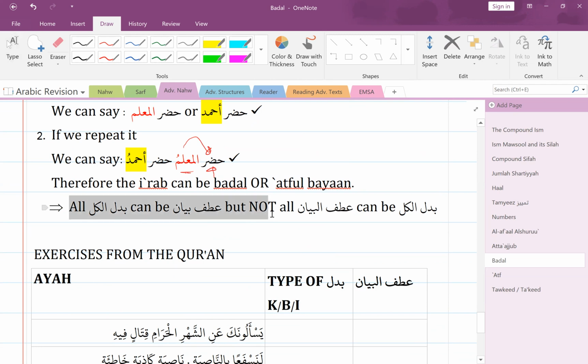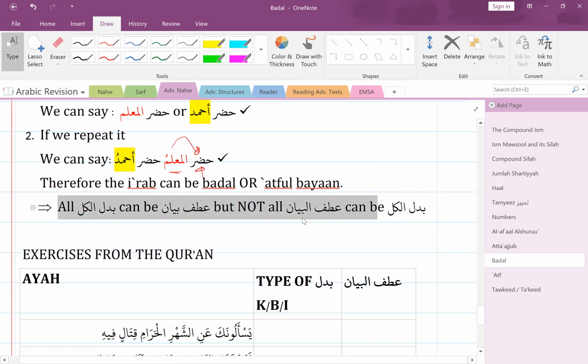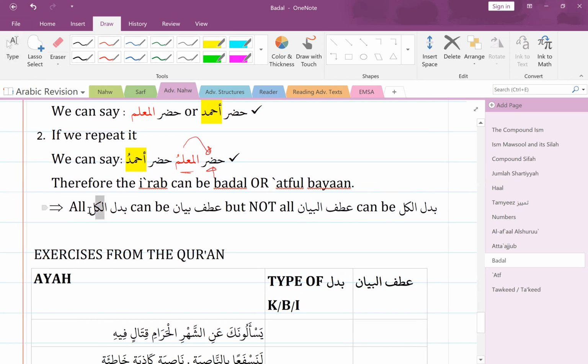As a general rule, if this is the only thing that you're going to remember, you'll probably understand the difference between badal al-kull and atf bayan. As a general rule, all badal al-kull can be atf bayan, but not all atf bayan can be badal al-kull. This is a very important one. When you see a badal al-kull, it can be atf bayan as well. But when you see atf bayan, it doesn't mean it's going to be badal al-kull.